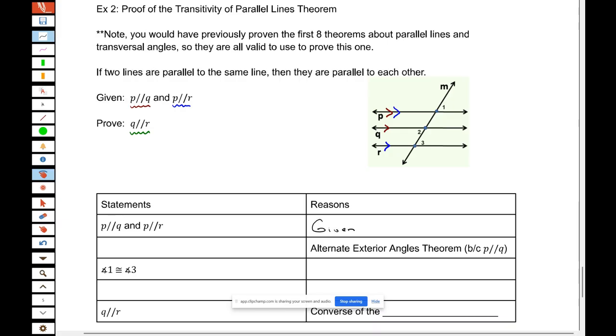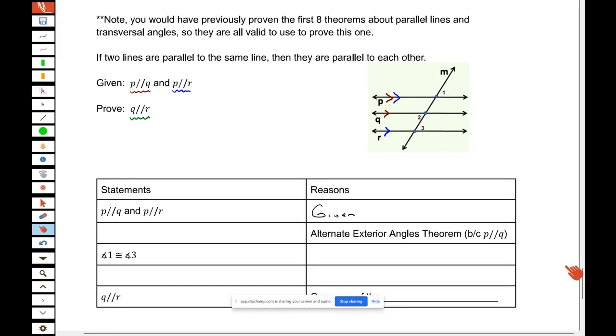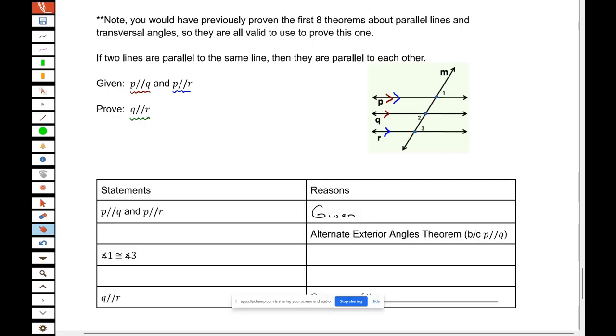Okay, and I'm going to use some angles to do it. Alternate exterior angles theorem because P is parallel to Q. So if I'm looking at P and Q, these are alternate exterior angles. So I can say angle 1 is congruent to angle 2 for that reason. All right, next we have angle 1 is congruent to angle 3.